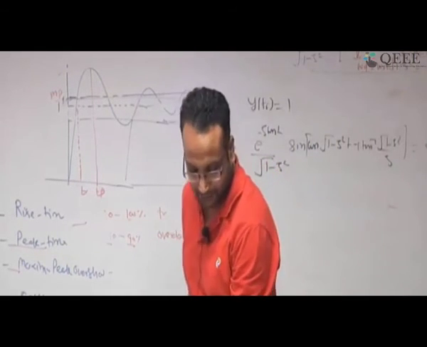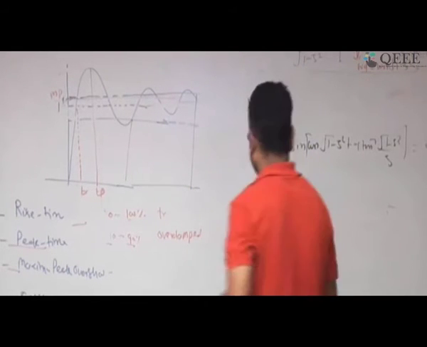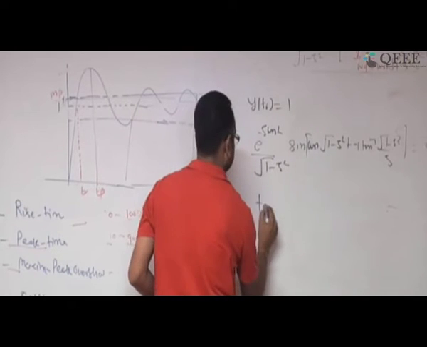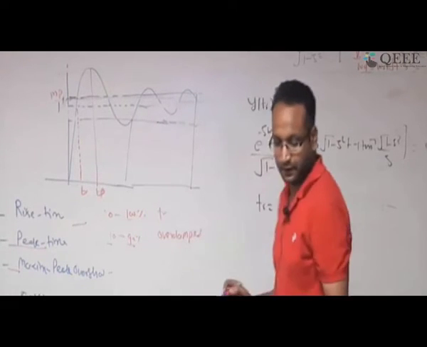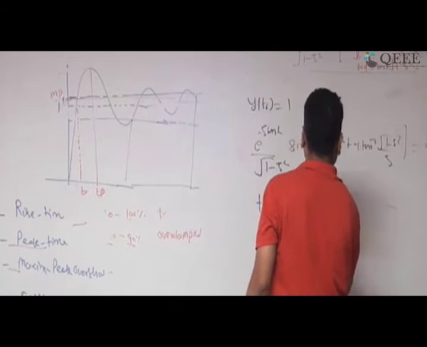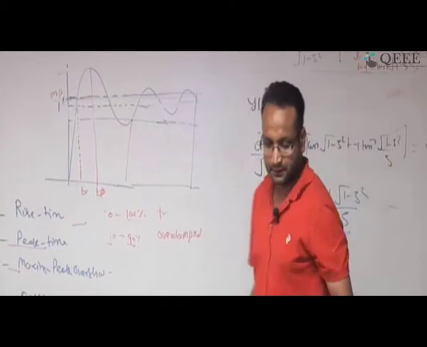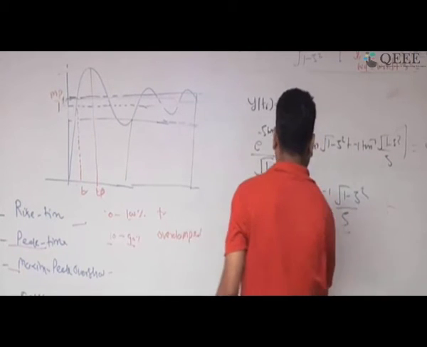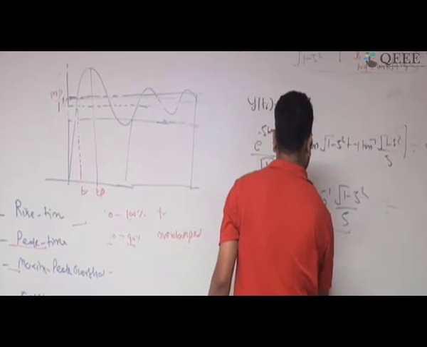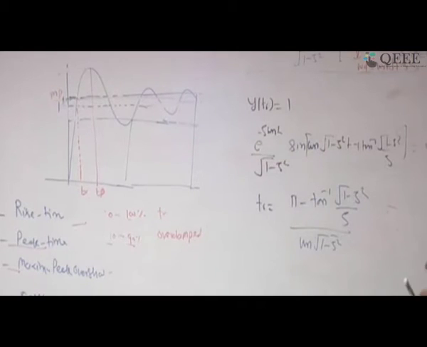which I am not doing, this will lead to the rise time t_r equal to pi minus tan inverse of root of 1 minus zeta square by zeta, divided by omega n root of 1 minus zeta square. Okay. So I am skipping two terms here. Please note that I am not solving the entire part.